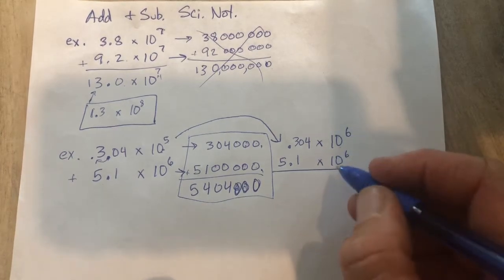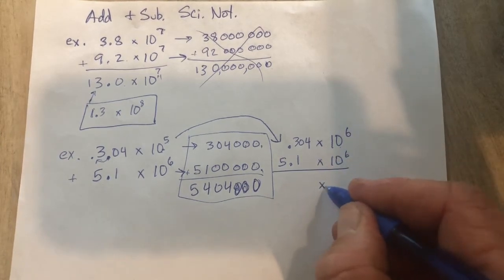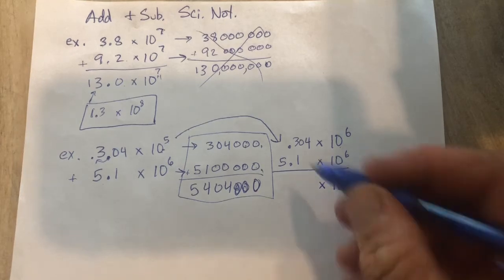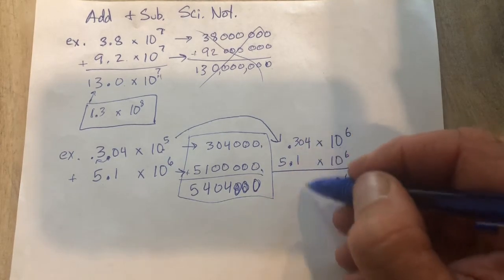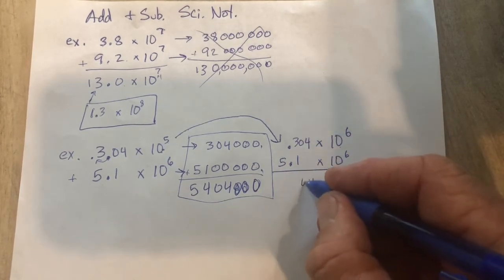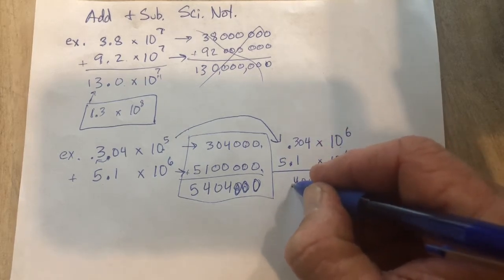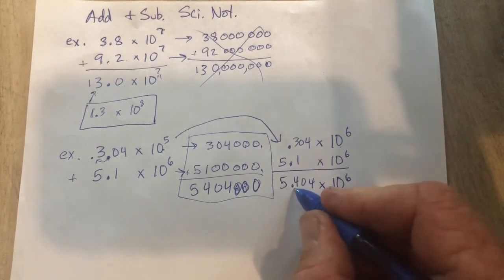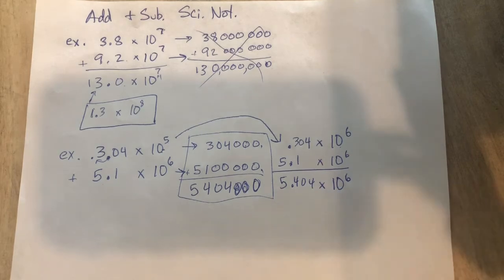And as we add these up, remember you don't add their powers of 10, so it's still going to be times 10 to the 6th power, but you do add the decimal numbers. So this is 4, this is 0, this is 4, and then that's 5. So we get 5.404 times 10 to the 6th power.